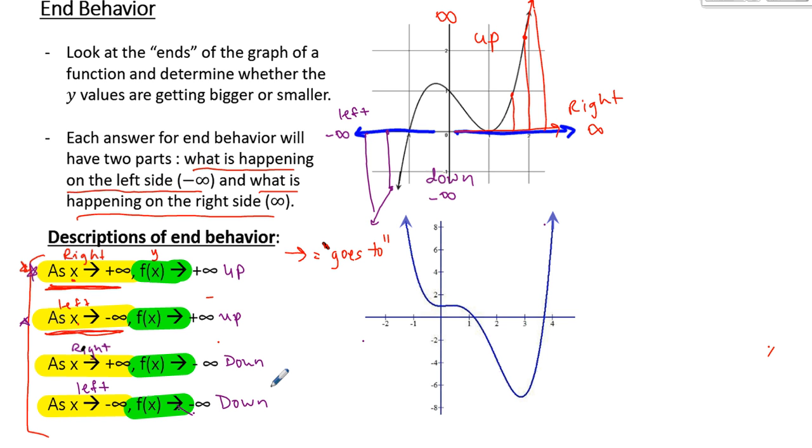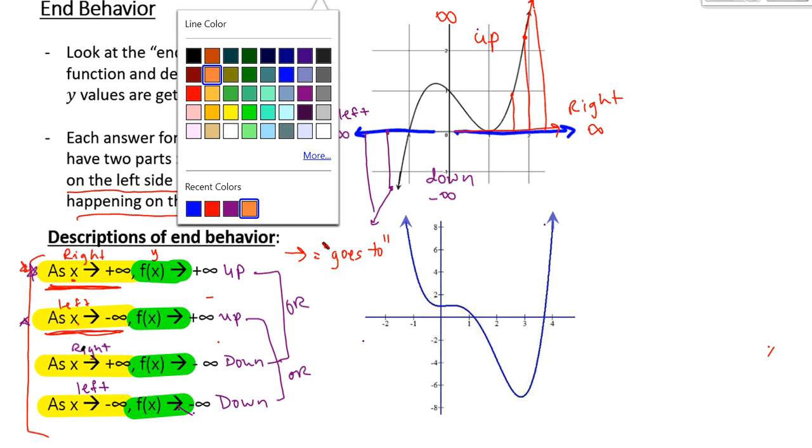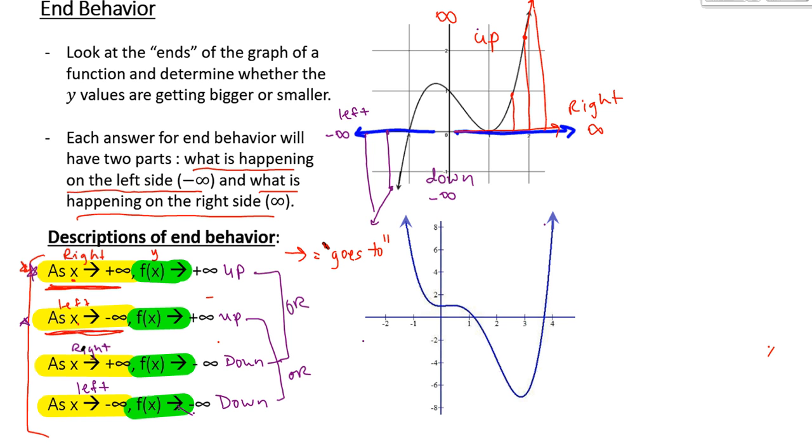So you have got different options for this. You will only have two statements. One of them will be talking about the right side, one will be talking about the left side. Now you will either have a right side that says this one or that one, and then you'll have a left side that either says that one or that one. Anyways, getting stuck up in the details. So let's look at this one.